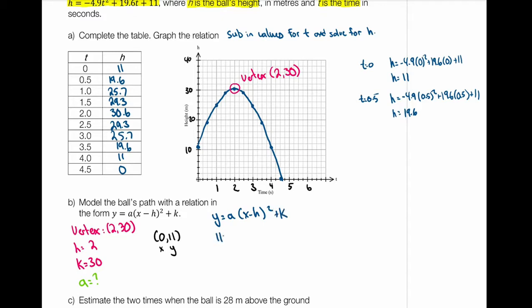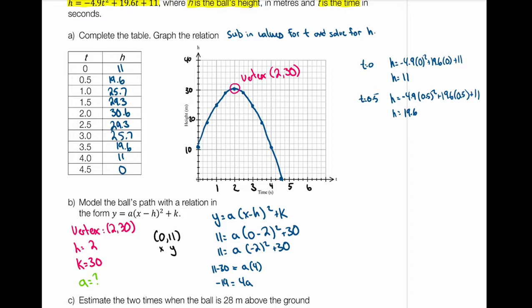So y is 11, a is unknown, x is 0, minus h, which is 2, squared, plus 30. I'm going to simplify inside the brackets. So negative 2 squared plus 30. I'm going to move the 30 over and get 11 minus 30 equals a. I'm going to simplify this, negative 2 squared, which is 4. I get negative 19 equals 4a.